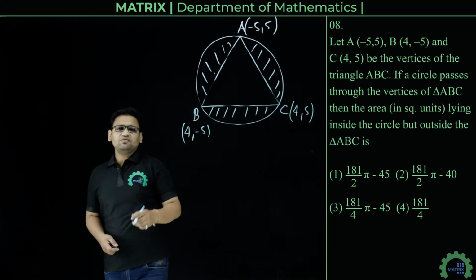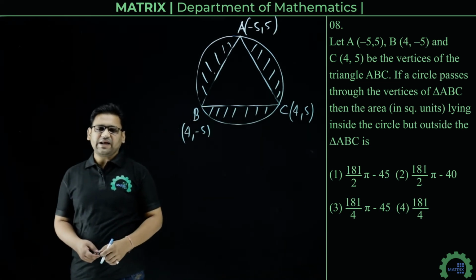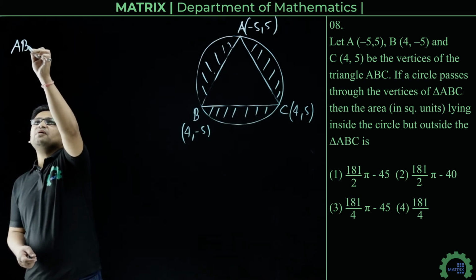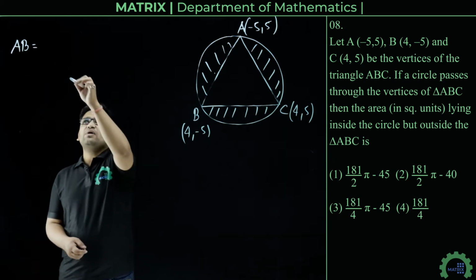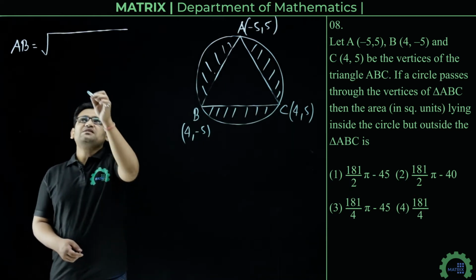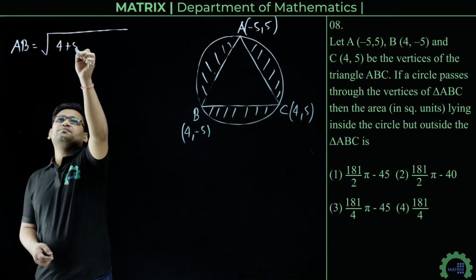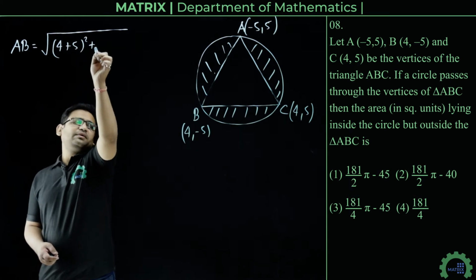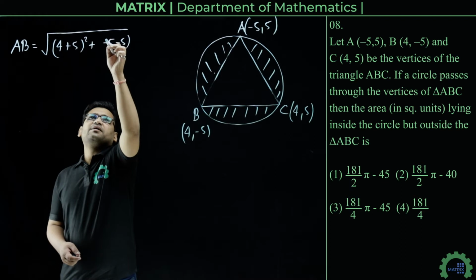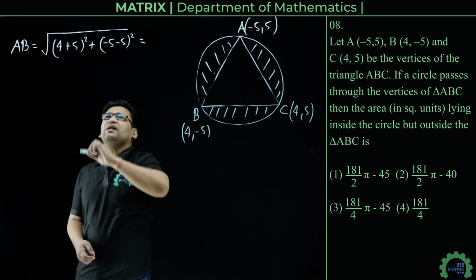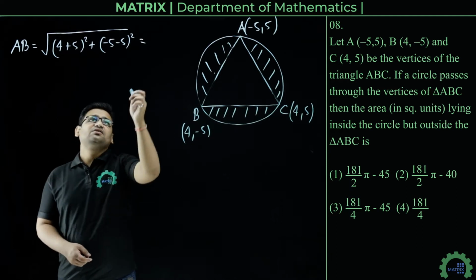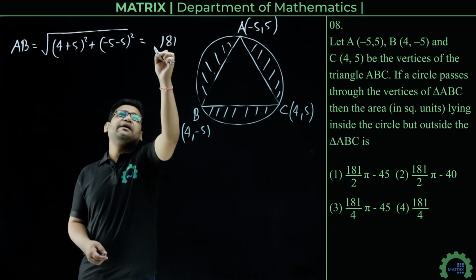So what we will do, first of all we will find the sides of the triangle. So the distance AB or length AB of the triangle is square root of 4 plus 5 square plus minus 5 square. That is, on calculating this, we get 10 square 100 and 9 square 81. So this is square root of 181.